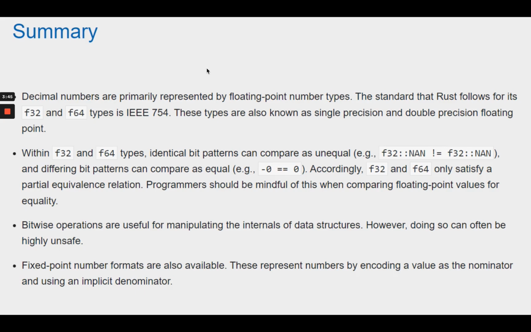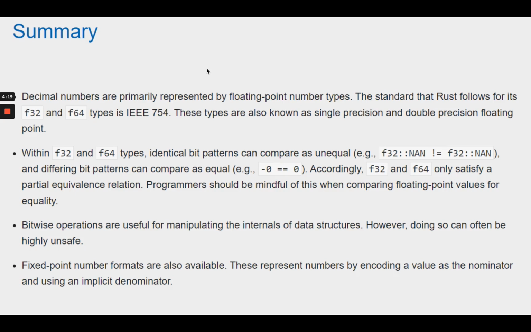Within f32 and f64 types, identical bit patterns can compare as unequal, e.g., f32::NAN does not equal f32::NAN, and differing bit patterns can compare as equal, e.g., -0 == 0. Accordingly, f32 and f64 only satisfy a partial equivalence relation. Programmers should be mindful of this when comparing floating point values for equality.